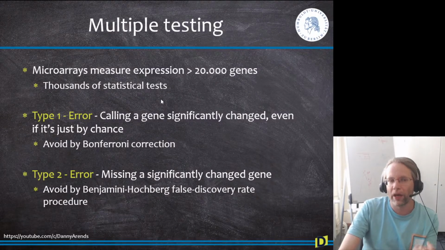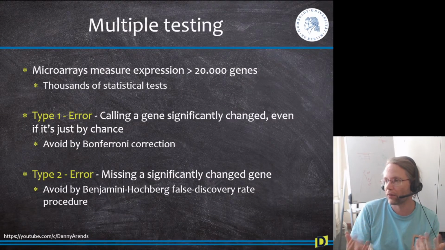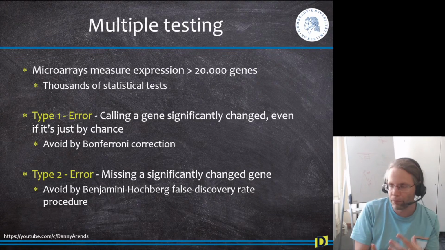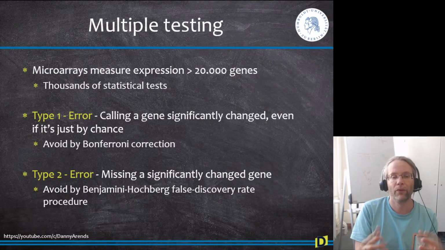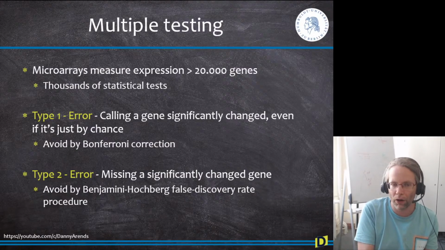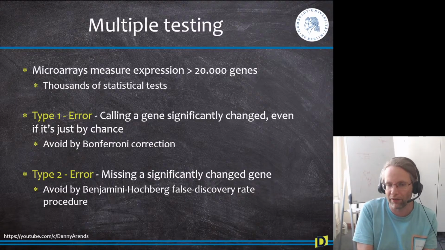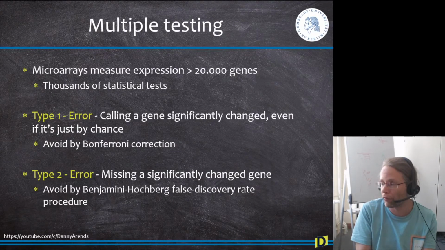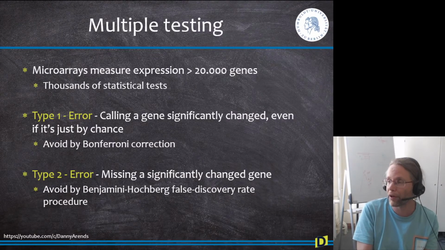So there are two ways of thinking about multiple testing, right? Because we do thousands of statistical tests, we have to talk about a type 1 error. A type 1 error is saying that a gene is significantly changed even if it's just by chance. And we can avoid this by using Bonferroni correction. So Bonferroni correction protects us from making this error, saying that these two things are different while they are actually not. We can also optimize for missing a significantly changed gene, right?